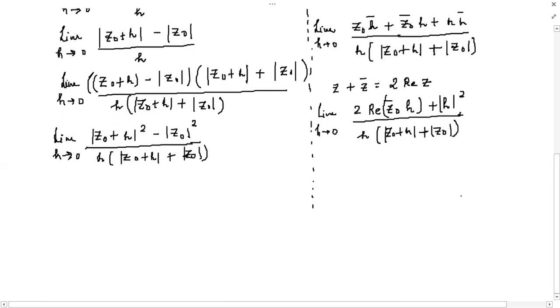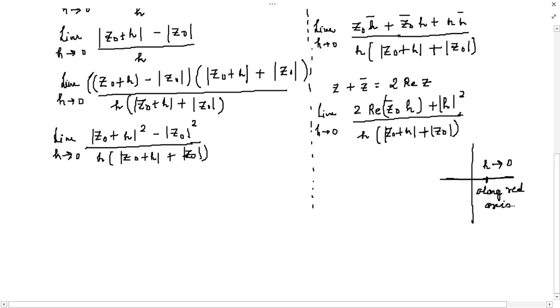Okay, now if you consider 2 axes, let us say the x-axis and the y-axis. If I consider h to be lying on the x-axis, and h tends to 0 along the real axis, then what will I get? Here h is a real entity, so that is not a worry.